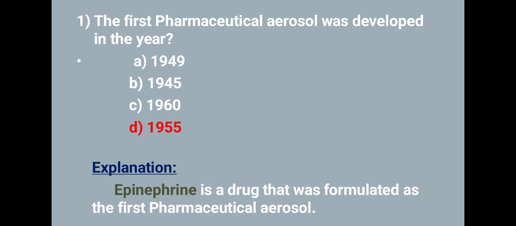First question, the first pharmaceutical aerosol was developed in the year: option A 1949, option B 1945, option C 1960 and option D 1955. And the correct option is option D, that is 1955. Now we can see some explanation of this question. So epinephrine is a drug that was formulated as the first pharmaceutical aerosol.